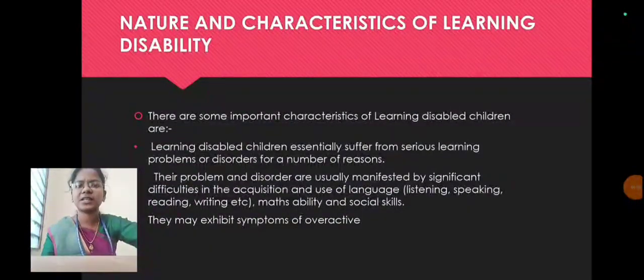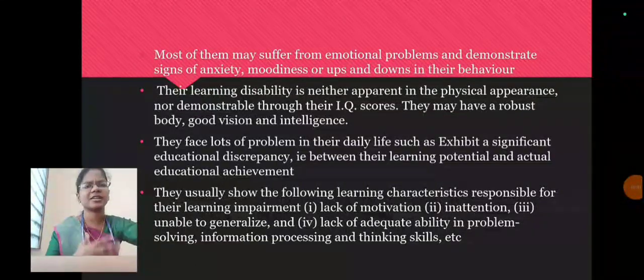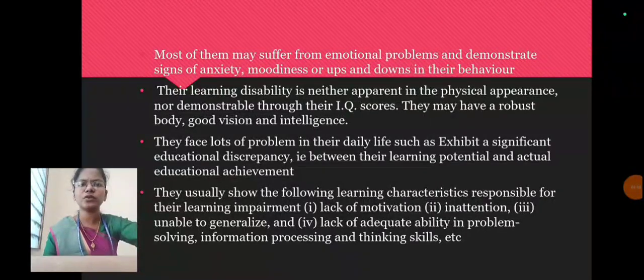Next we are going to see the nature and characteristics of learning disability. There are certain important characteristics of learning disabled children. They essentially suffer from serious learning problems, usually manifested by significant difficulties in reading, writing, maths ability and social skills, and they may exhibit symptoms of being overactive. Most of them may suffer from emotional problems and demonstrate signs of anxiety, moodiness or ups and downs in their behavior. They may not be apparent in their physical behavior and in IQ scores, and they may have a robust body, good vision and everything will be correct.